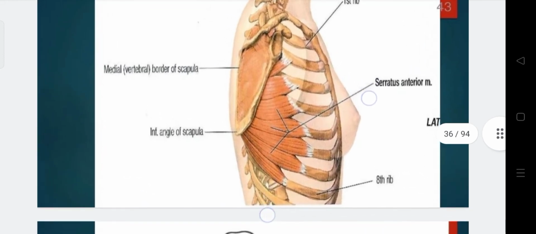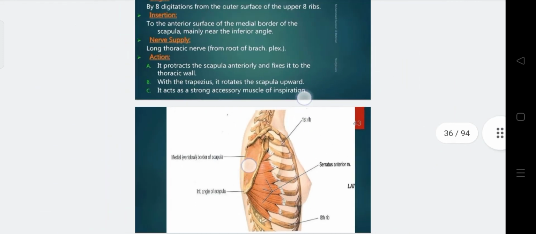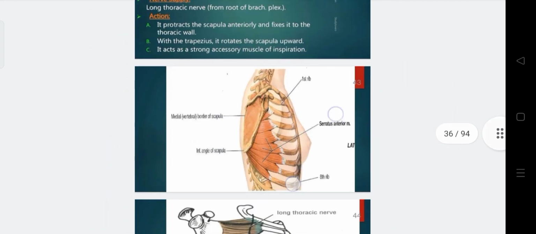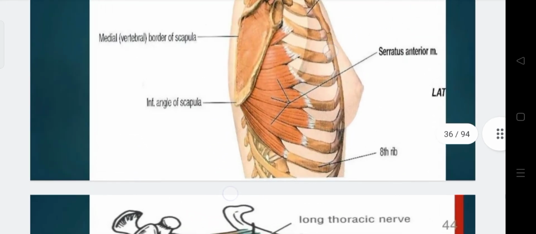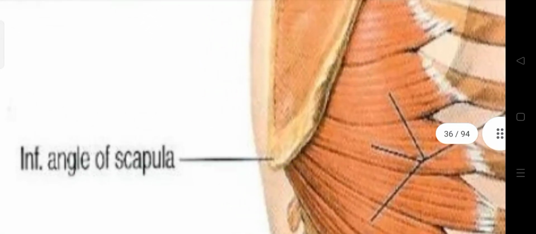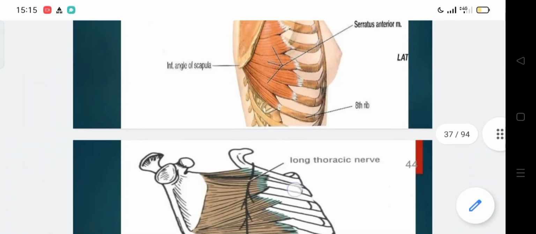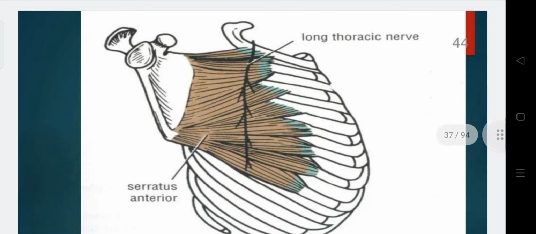In the close-up view, you can clearly see the serratus anterior muscle originating from the eight digitations and inserted into the anterior surface of the medial border of the scapula. This is the simplified diagram, and it's supplied by the long thoracic nerve, shown here in black. If the long thoracic nerve is paralyzed, it causes paralysis of serratus anterior and winging of the scapula, a clinical condition.